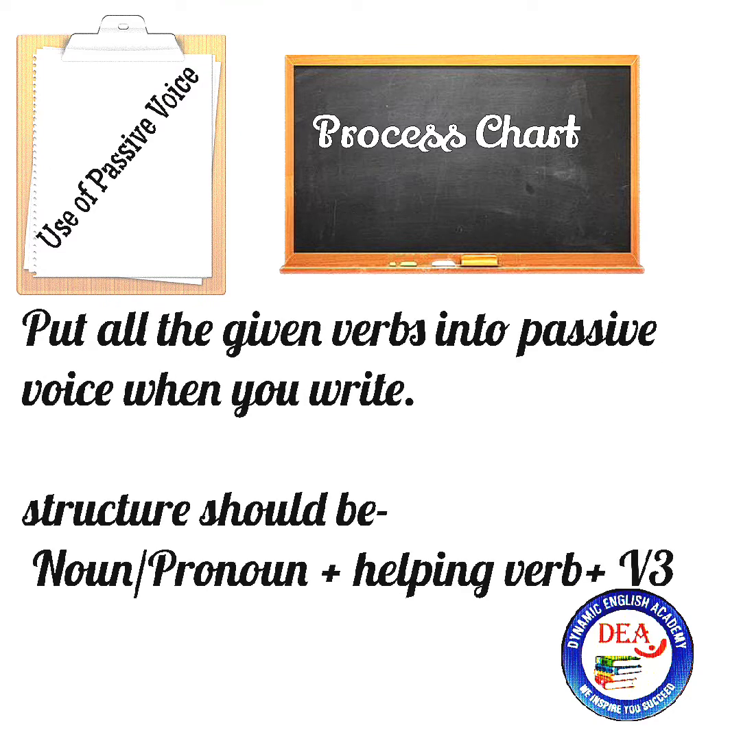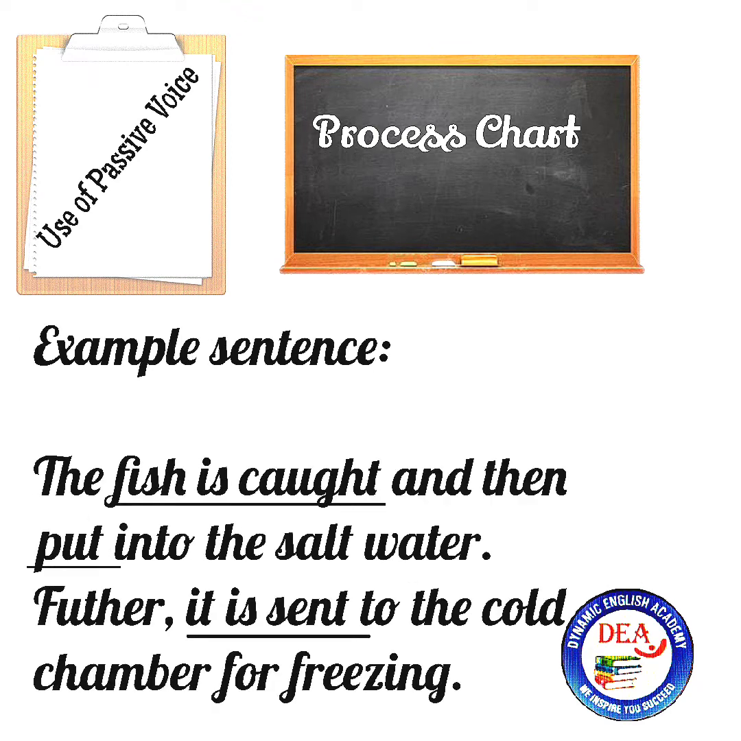When you write, the structure should be subject, like a noun or pronoun, plus your helping verb, is, am, or are according to the subject that you use, plus the past participle, which is the third form of the verb. For example, the fish is caught and then put into the salt water. Further, it is sent to the cold chamber for freezing. If you look at the underlined words, the structure is very clear. Fish is your subject, is is your helping verb, and caught is your past participle.